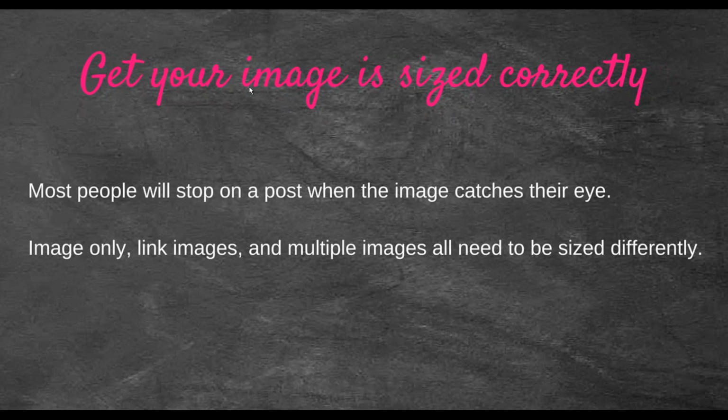Secondly, you want to get your image size correct. So like I said, most people will stop on a post when that image catches their eye. So if half of your image is cut off because it's sized too big, or let's say you have words in your image and they're not being seen because of the way it's laid out, you need to adjust that. So one of my tips is I like to create my own image for a link. So when you copy and paste a link in, they're going to give you one in the preview. Nine times out of ten, it's not the right size. It's cutting off half of it. And so I create a custom image for each link.